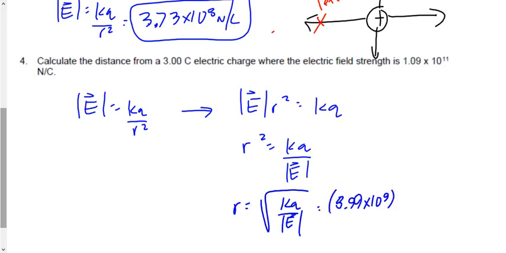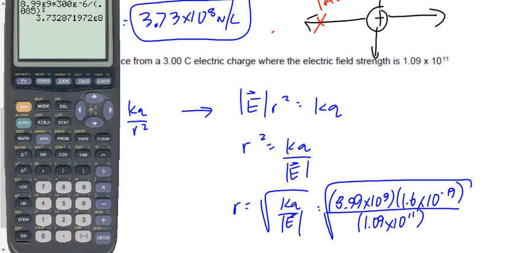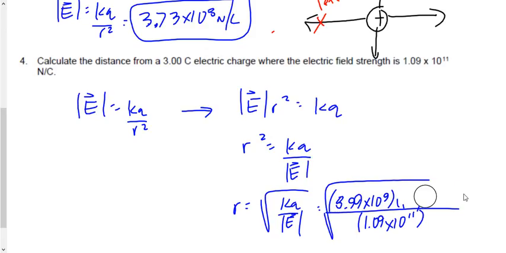Which is 8.99 times 10 to the 9 times 1.6 times 10 to the minus 19 divided by 1.09 times 10 to the 11, and we square root that. Let's punch this into our calculator to make sure you guys can enter this properly. Sorry, what is it? Oh, it is 3 coulombs, yeah. That makes it a little bit easier here math-wise.